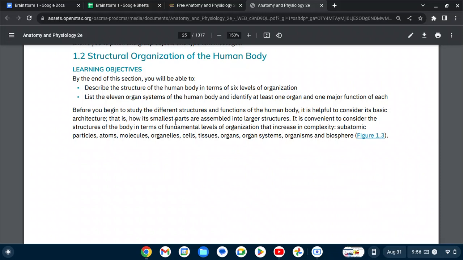Before you begin to study the different structures and functions of the human body, it is helpful to consider its basic architecture, that is, how its smallest parts are assembled into larger structures. It is convenient to consider the structure of the body in terms of fundamental levels of organization that increase in complexity: subatomic particles, atoms, molecules, organelles, cells, tissues, organs, organ systems, organisms, and biosphere.